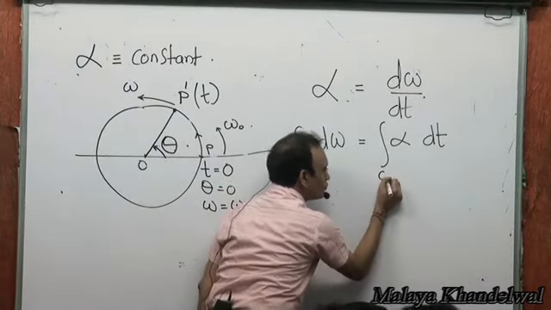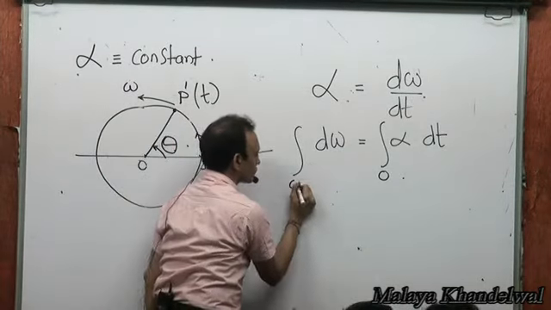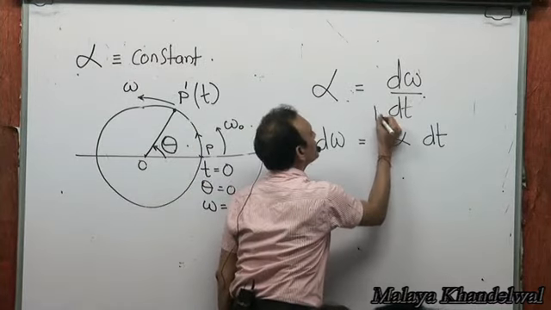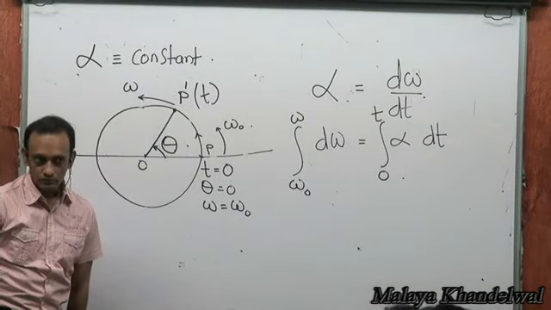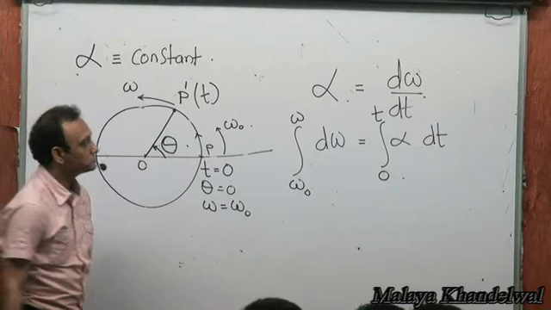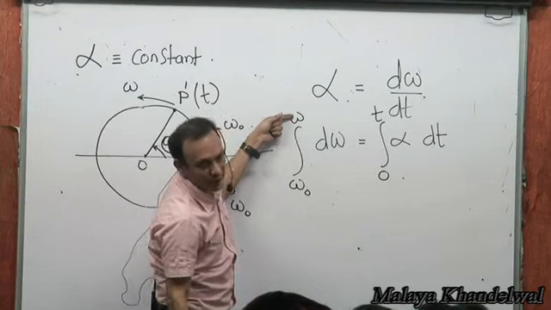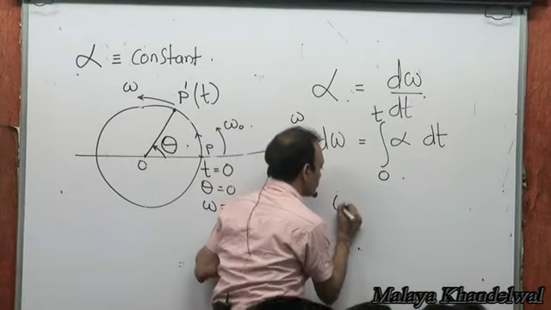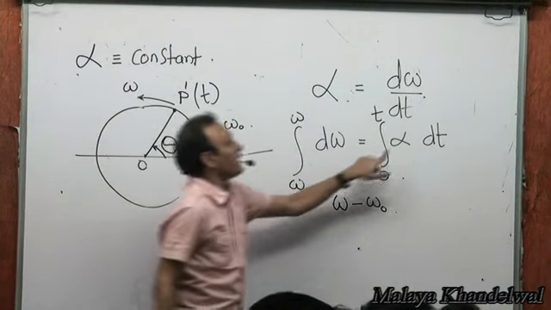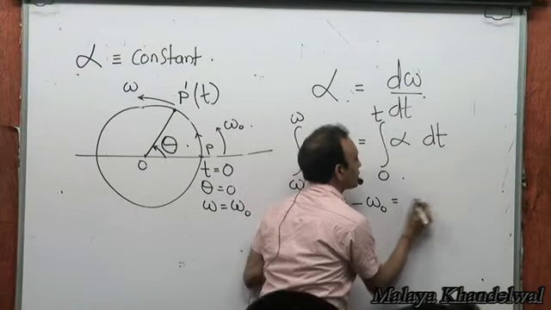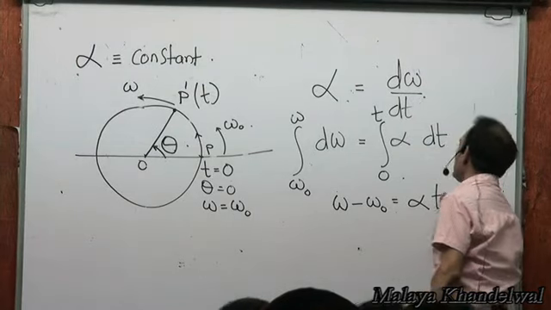When t is 0, which is this instant, omega is omega naught. When t is some t, omega becomes some omega. When I integrate d omega, I get omega. And when I supply the limits, this is going to become omega minus omega naught, where omega is the angular velocity at an instant of time t. Alpha will wriggle out. Integral dt would be t. When you supply the limits from 0 to t, it will become t.